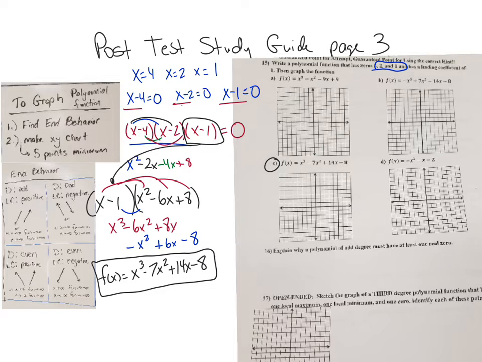I did put some instructions for how to graph a polynomial function. To graph a polynomial function, you have to find the end behavior, and you have to make an XY chart with 5 points. Remember, you're going to find the degree and the leading coefficient, and that's going to give us our end behavior. Even if you didn't want to do end behavior, you could still graph these equations pretty easily. You would just make an XY chart. That's probably the easiest way to do it.